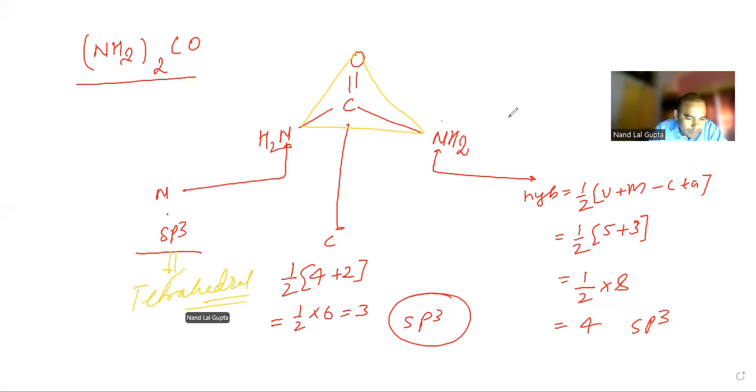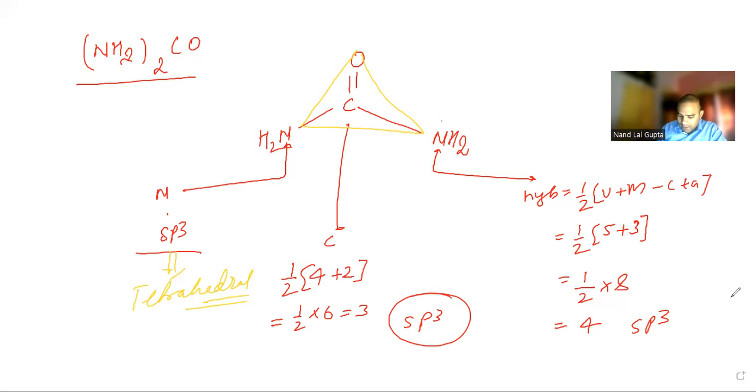Now you check the geometry they are asking. So trigonal planar and tetrahedral, option number B. Yeah, sir, but even carbon is sp3. So how do you know the difference? Arav, please repeat your question. Sir, even carbon is sp3, so why is it trigonal planar and not tetrahedral?